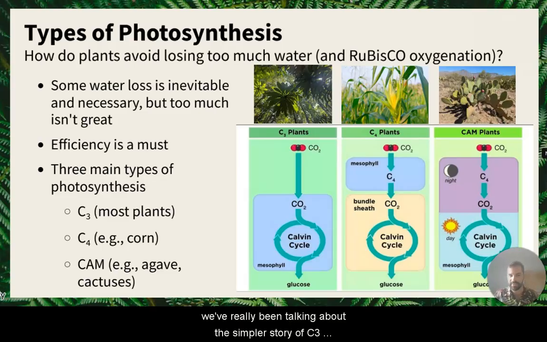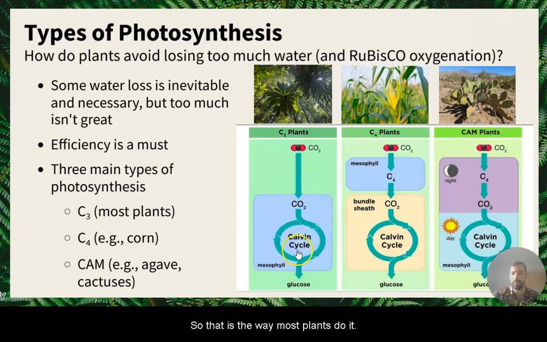So far, we've really been talking about the simpler story of C3 photosynthesis, which is how most plants actually do photosynthesis, which is that CO2 is brought in. It's brought into the mesophyll cells, these cells that contain a lot of chloroplasts that are doing all the reactions of photosynthesis. They've got the chloroplasts, the Calvin cycle, and the light-dependent and light-independent reactions are all going on within the chloroplasts of these mesophyll cells. So that is the way most plants do it.